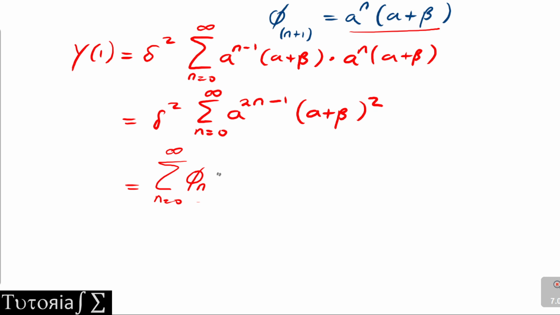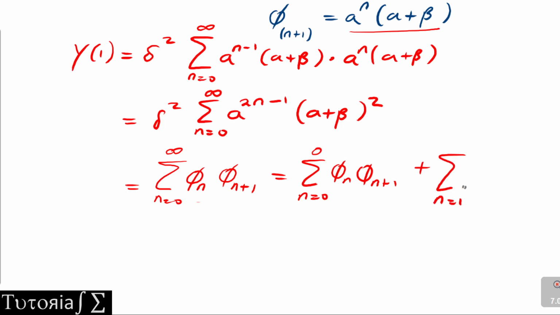So we have phi of n, then phi of n plus 1. So that is what we have. So if we wanted to start at 1, that would be from n equals 0 of phi n, phi n plus 1, plus, then here we would start from n equals 1 to infinity, then phi n, then phi n plus 1. So we'll come back to that.